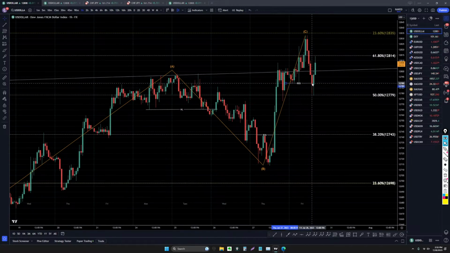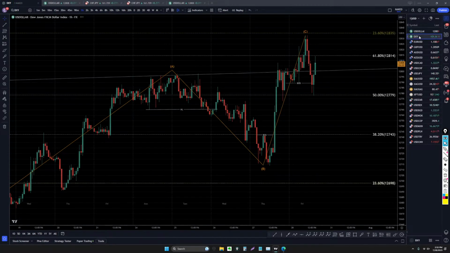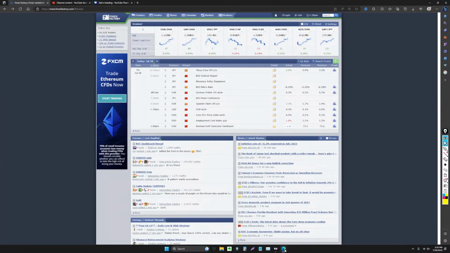I mean, they're very, very similar. It's not like they make very different patterns. They're very similar, but I am always more likely to trust this dollar index than I am the DXY, because this is equally weighted and the other one is not equally weighted.